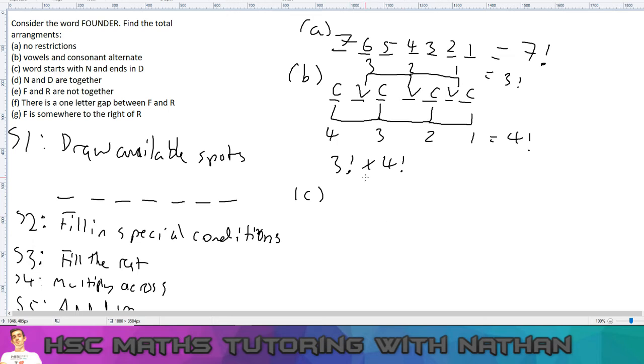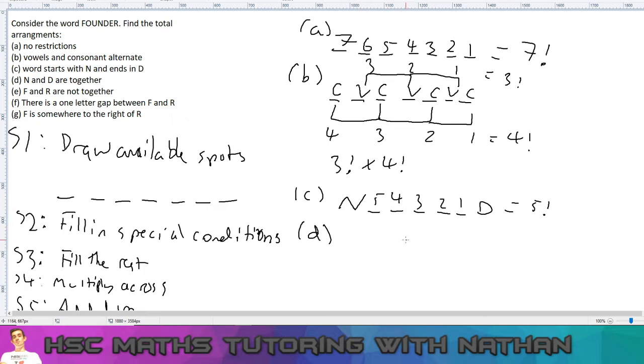C, the word starts with N and ends in D. Well, special condition, we start with N, then we've got 5 spots later, and then a D right at the end. So those are my special conditions: N and D have to be at the start and end. Now I've got 5 letters left, so let's fill those in, step 3. Fill the rest: 5 can go there, 4 can go there, 3, 2, 1. We multiply across, and that's simply 5 factorial. So you can see this spot diagram, as I call it, is really simple and really helpful.